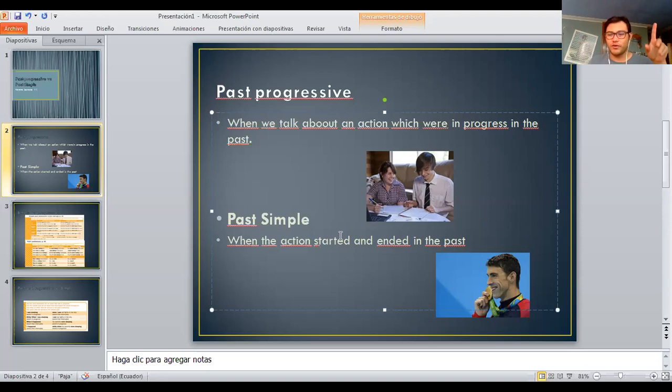So don't forget: past progressive when an action took a period of time in the past, so it was a long action, and past simple when we are talking about a fast action that happened quickly. So Michael Phelps won. I turned on the lights. These are fast actions that we have to express in simple.